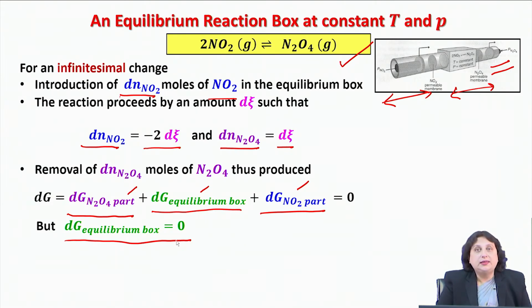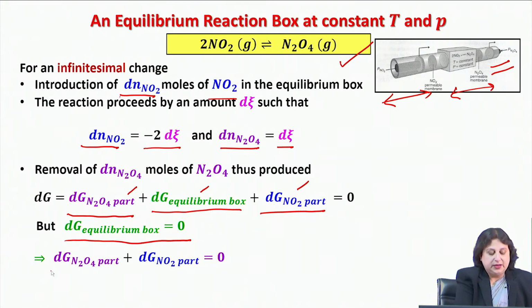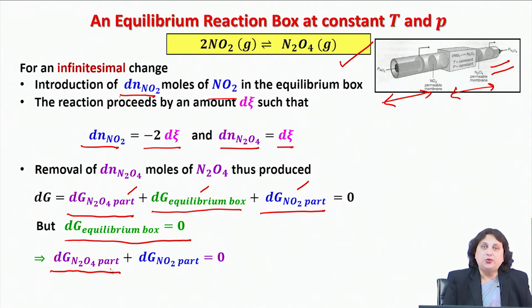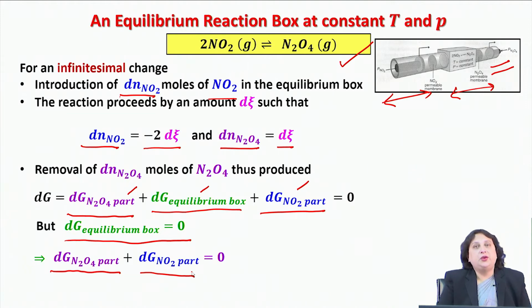Now, if I think of the consequence of this relationship, then I am forced to conclude that for the experiment that I am describing at present, for the infinitesimal change that I am talking about, the dG associated with the N2O4 part must be adding up to the dG of the NO2 part, and the summation must be equal to 0. Now, if this is the case, the question is, do I know what these individual dG terms are?